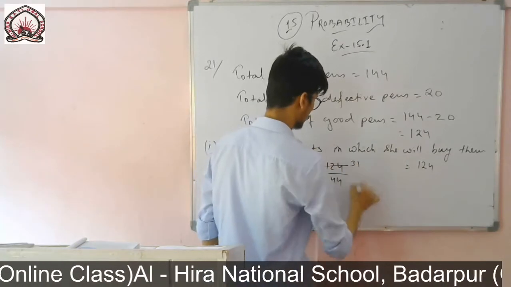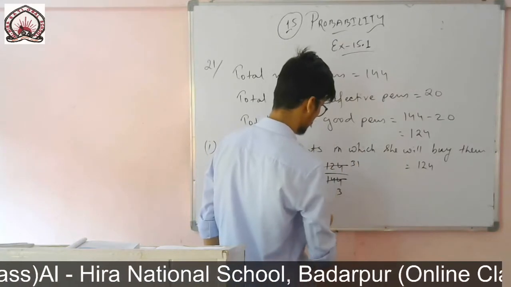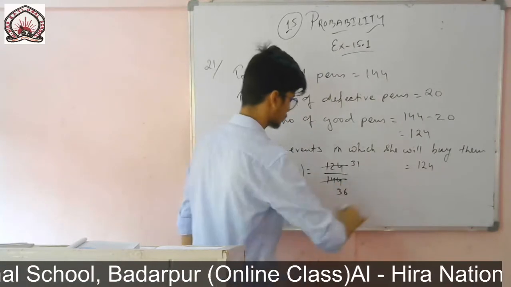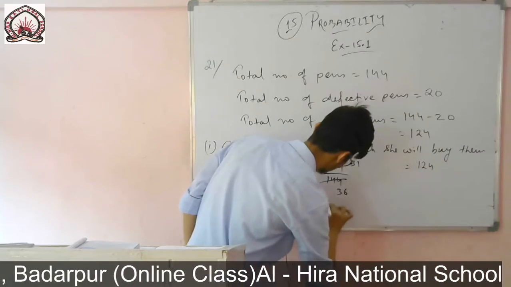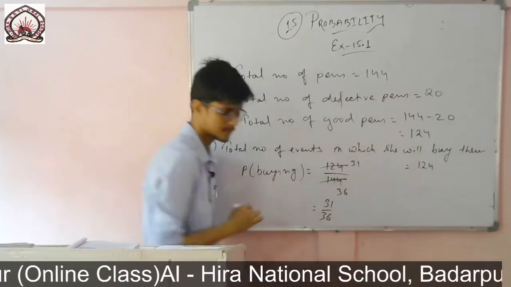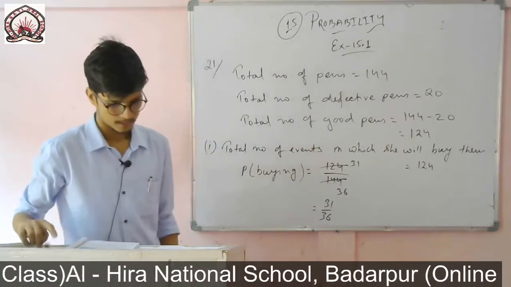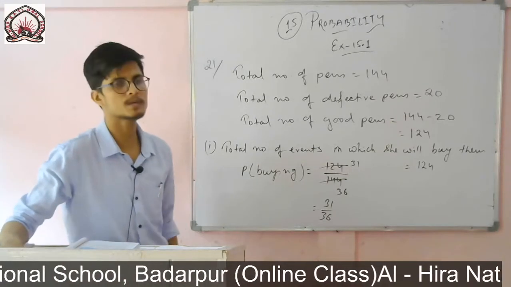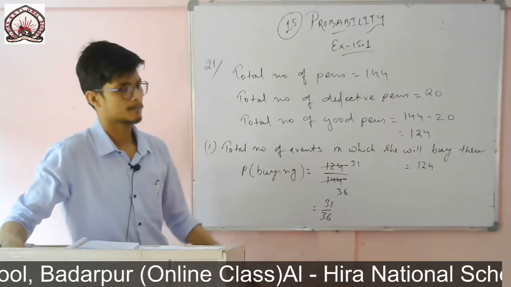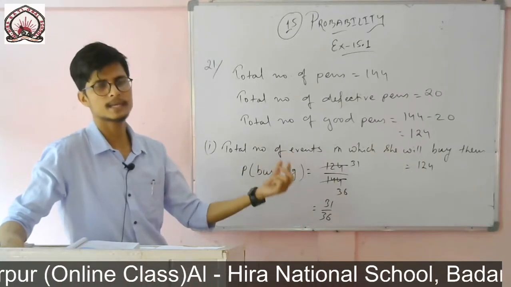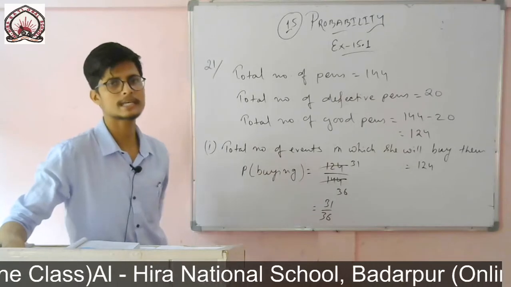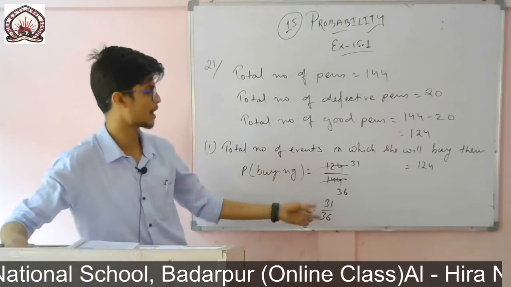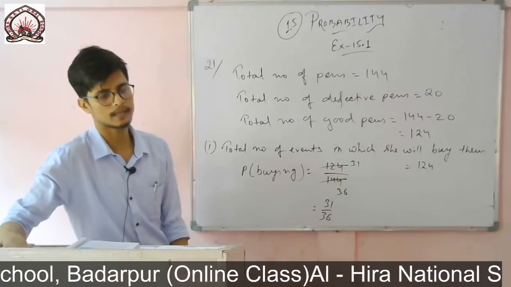4 3s are 12, 4 1s are 4, 4 3s are 12, and 4 6s are 24. Yes, so 31 by 36. This is the required probability. So now the next one is to find that she will not buy. So directly also you can find. We know the probability of an event E plus the probability of not E is equal to 1. So directly we can find the probability of not buying will be equal to 1 minus 31 by 36.